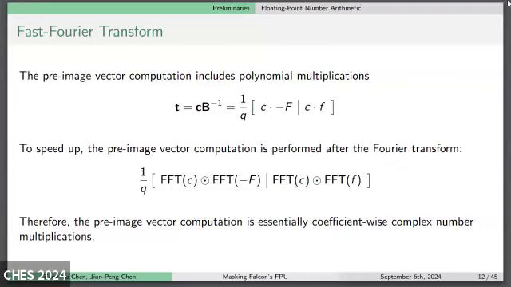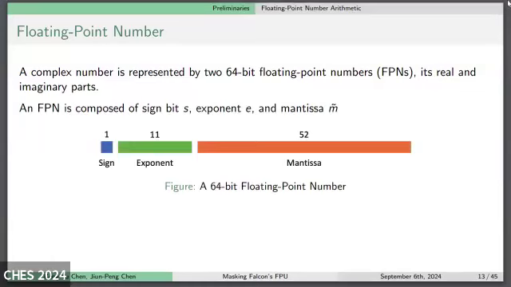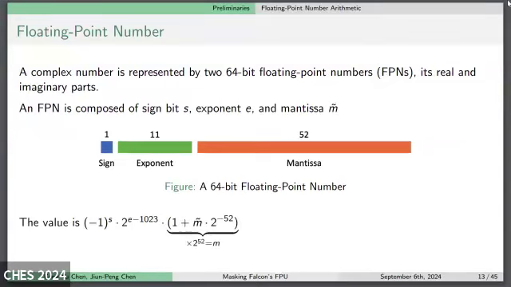And recall that a complex number is represented by two 64-bit floating-point numbers, its real part and imaginary part. So parameter vector computations are complex number multiplications, and complex number multiplications are floating-point number multiplications and additions. And recall that a floating-point number is composed of a sign bit, 11-bit exponent, and 52-bit mantissa. And its represented value is given by the following formula.